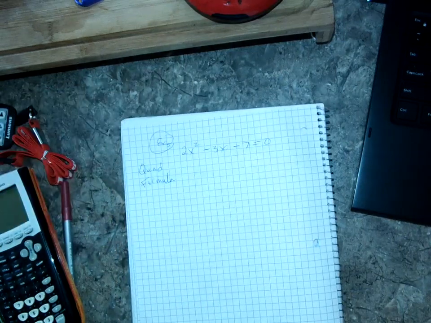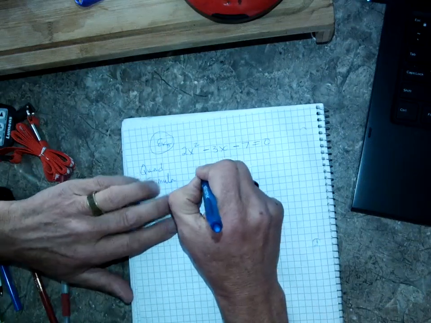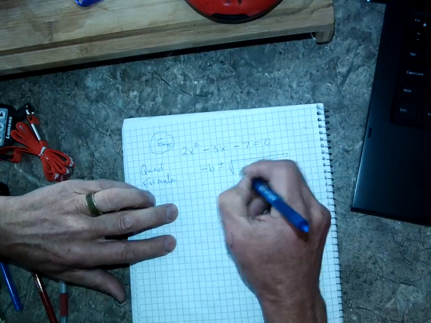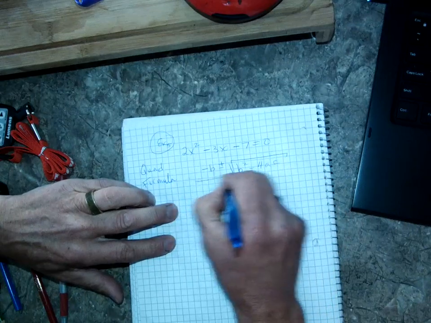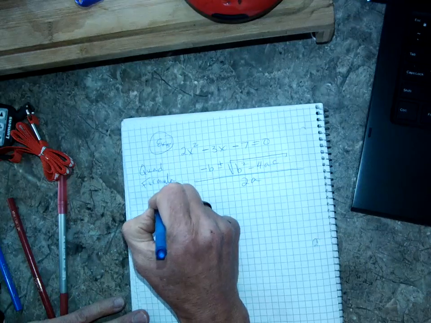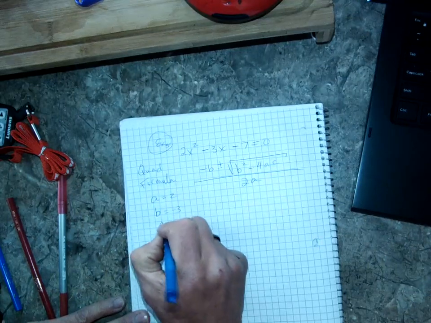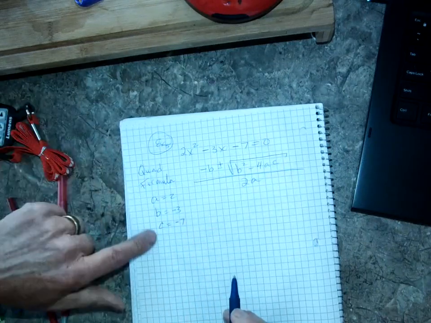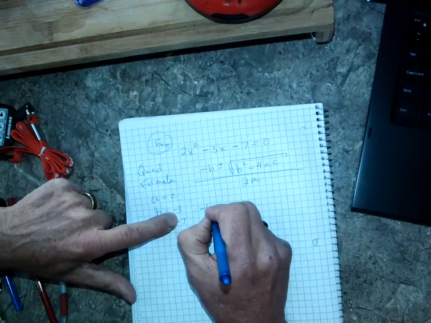Quad formula, I realize, is kind of a pain, but it always works. Okay, so it is negative b plus or minus square root b squared minus 4ac all over 2a. Okay, a is 2, b is negative 3, c is negative 7. Okay, let's check it out. So let's plug it in. So b is a negative, so I'm going to have a negative, negative 3, double negative.